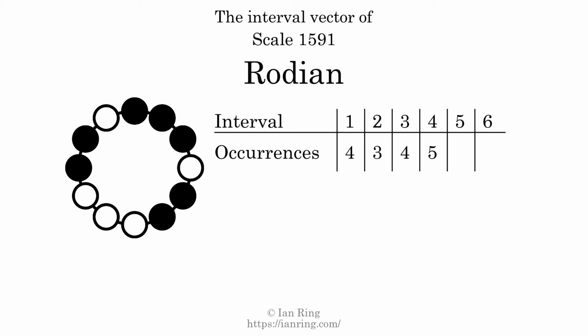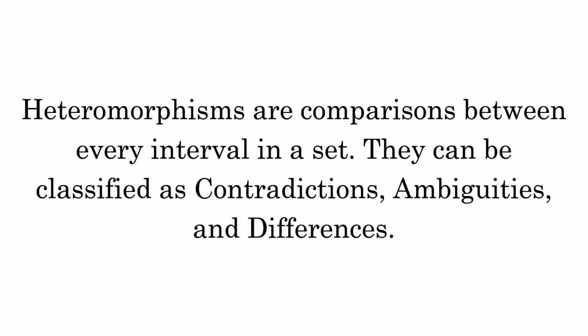There are 5 intervals with the size of 4 semitones. They are here, here, here, here, and here. There are 4 intervals with the size of 5 semitones. They are here, here, here, and here. There is 1 interval with a size of 6 semitones. It is here. Each interval does not appear in this scale a unique number of times, so this is not a deep scale. Heteromorphisms are comparisons between every interval in a set.